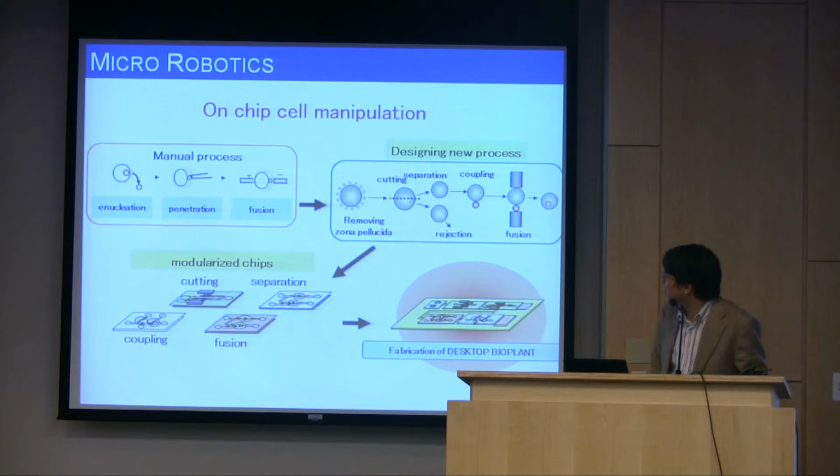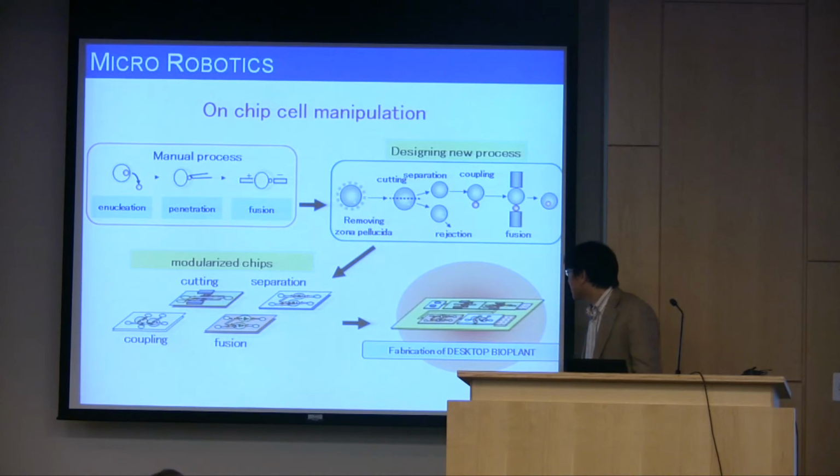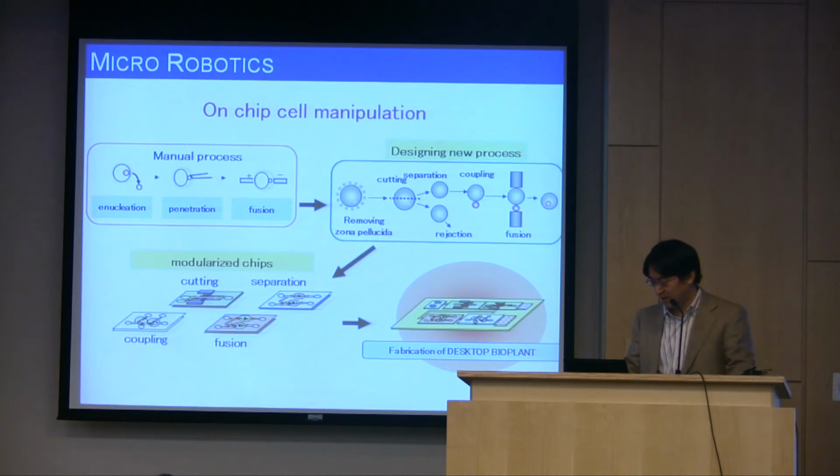But we designed a new protocol for this process. First, for removal, we cut the cells. Then we select the one that doesn't have a nucleus. Then we couple the donor. By using this process in modularized chips, we then combine the chips. We make this bioplant, like a factory. It works at desktop size.